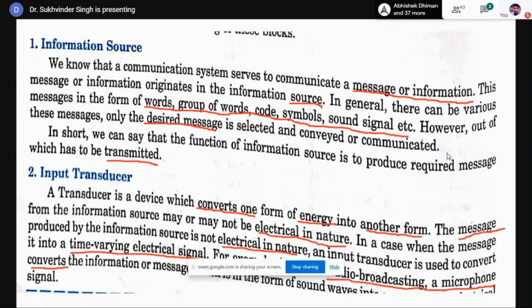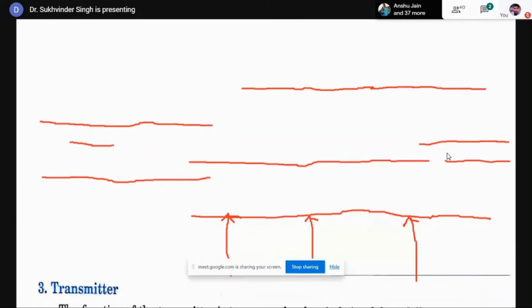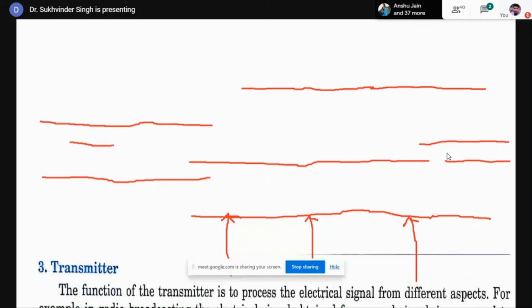The source of information may be a human being, maybe some animal, maybe some bird, etc. So the information is now converted into electrical signals. The electrical signals are formed by using electric transducers. Then after this we require a transmitter. Now we have information. Information is converted into electric signals, time varying electrical signals. That information has now to be transmitted.